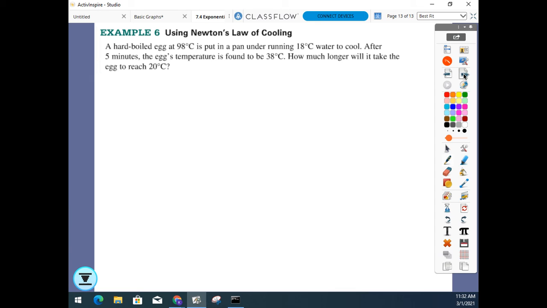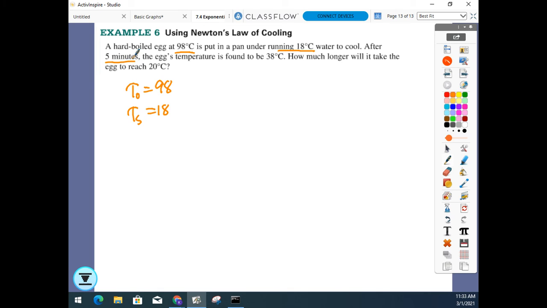A hard-boiled egg at 98 degrees. So that's our initial temp. Is put into a pan under running 18 degrees Celsius. So that's your surrounding temperature. The egg is surrounded by 18. After 5 minutes, now we have to be careful. This is a couple of problems.